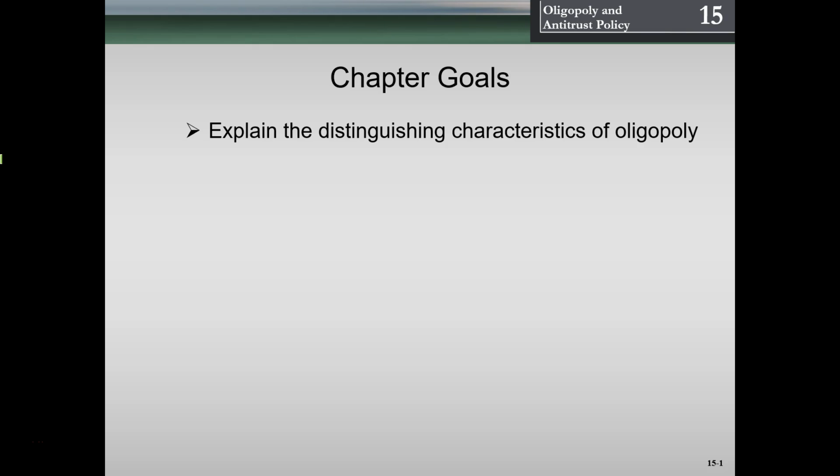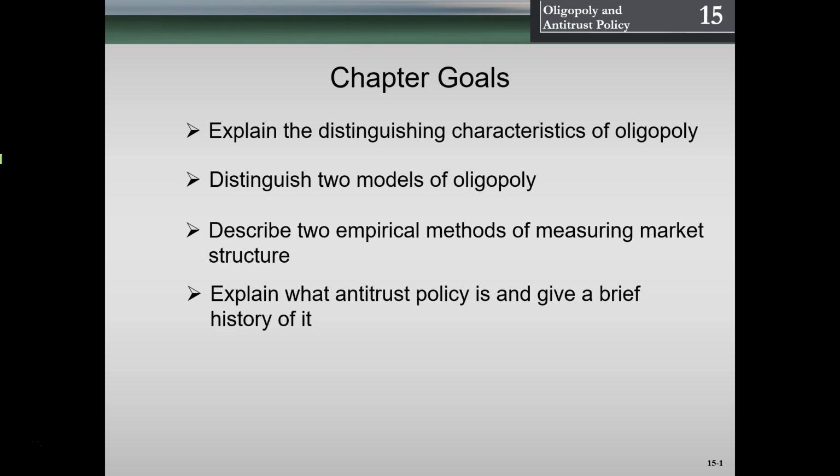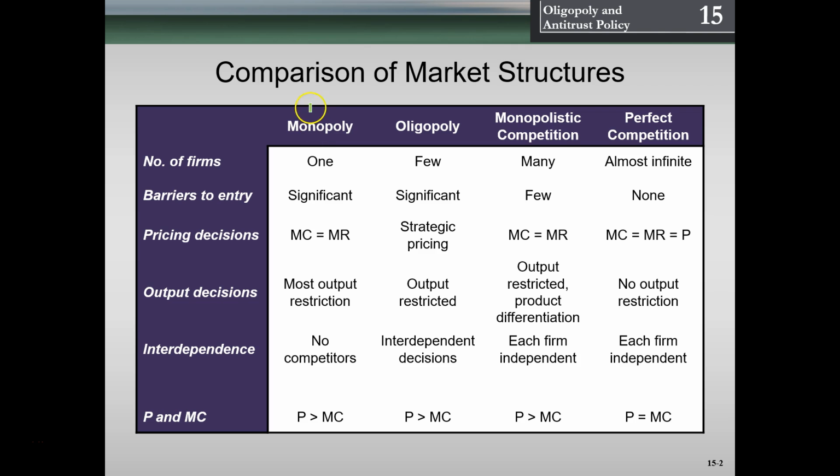Hello, in this lecture we're going to continue our discussion of oligopoly and antitrust policy, chapter 15. Remember that the goals are to explain the distinguishing characteristics of oligopoly, distinguish two models of oligopoly, describe two empirical methods of measuring market structure, explain what antitrust policy is, and give a brief history of it. So first, let's take a review of what we have so far.